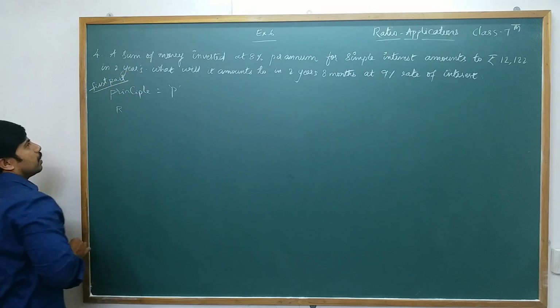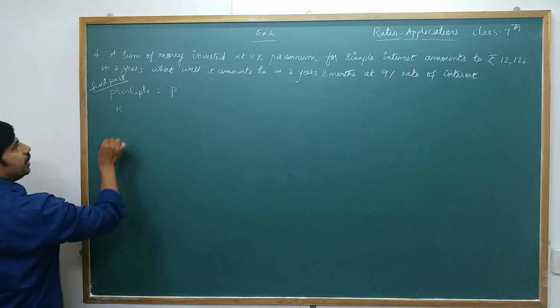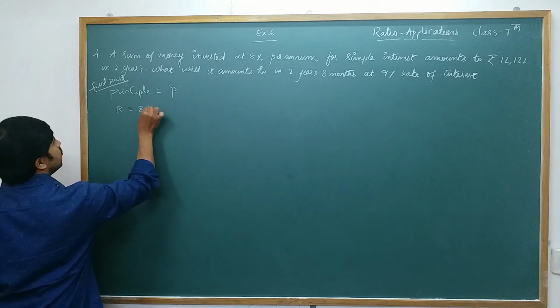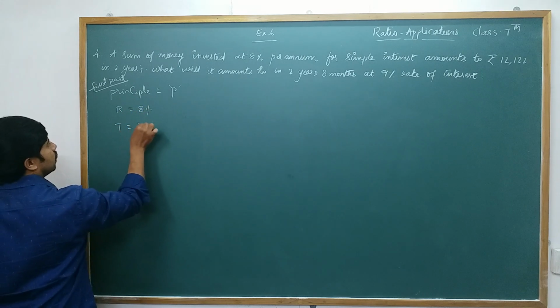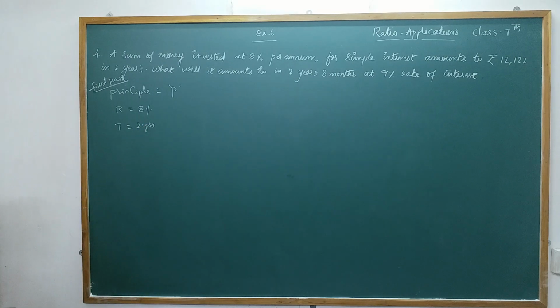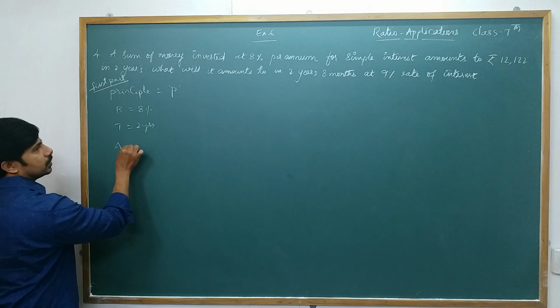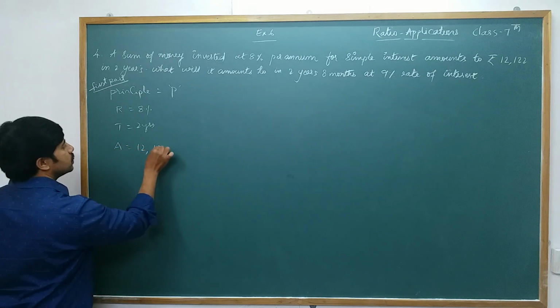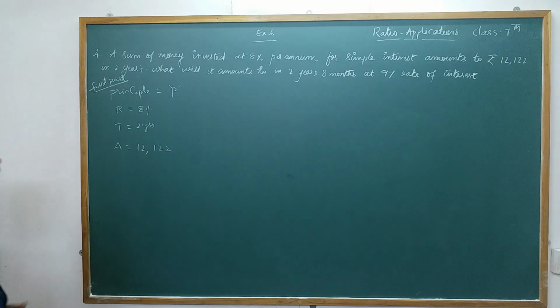See, this is the first part. Principal P, rate of interest is 8%, and the time is 2 years. The amount is also given, which is 12,122. In the first part, we find out the principal. So how to find out the principal?